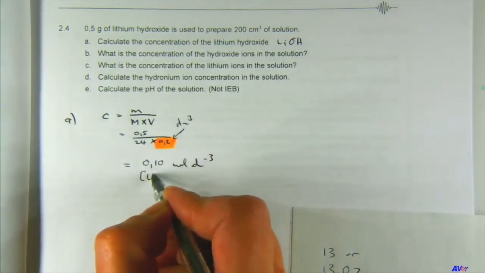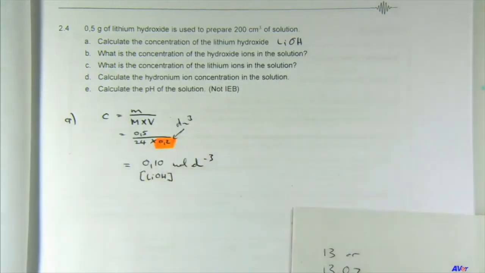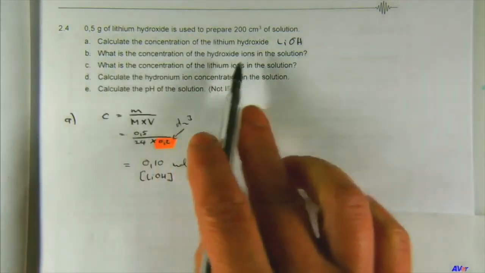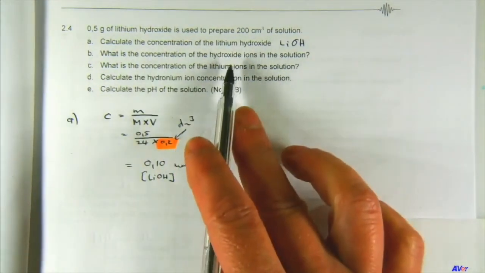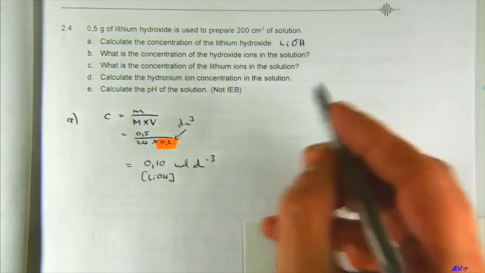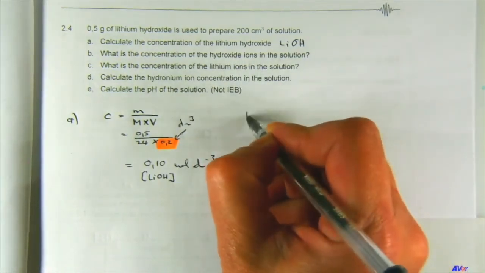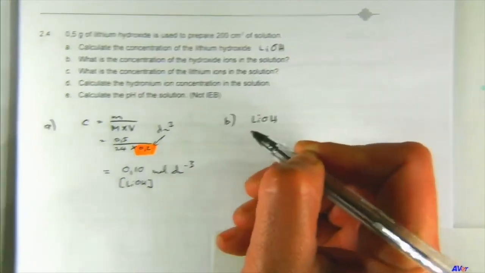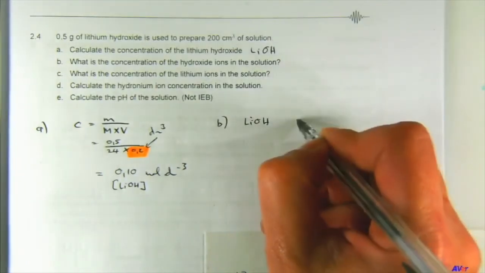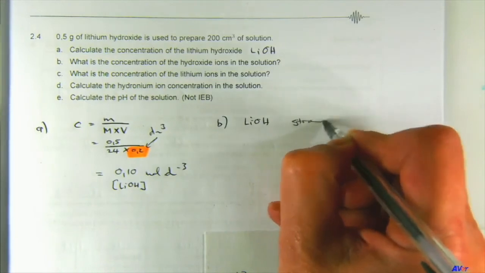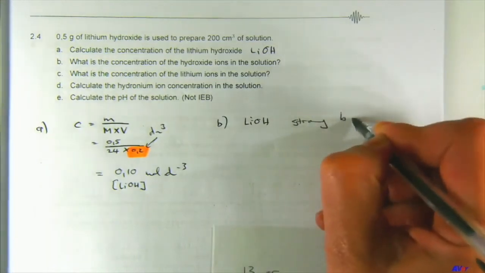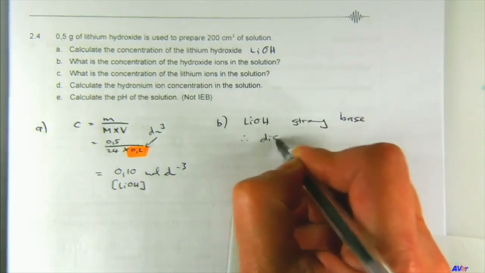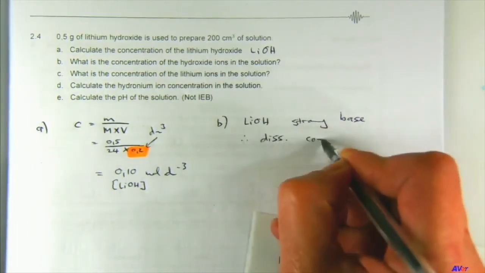So this is for lithium hydroxide, the concentration. And now in the second one, they ask us, what is the concentration of the hydroxide ions? Now, what do I know about lithium hydroxide? Strong base. You see why that first table is so very important. It's a strong base. And what do I know about a strong base? It dissociates completely.